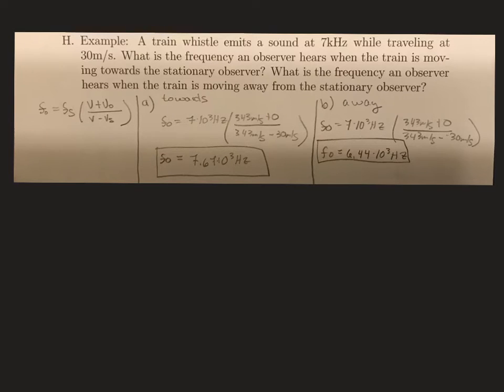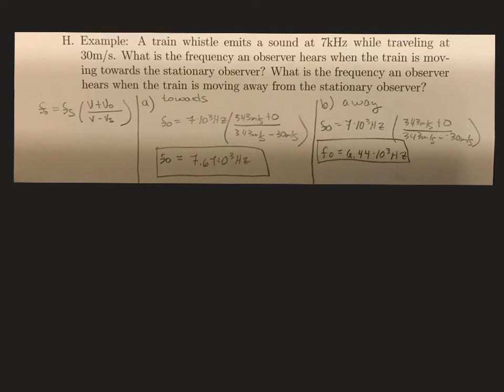And then we know that the source is moving at 30 meters per second because the train is the source of the sound. And when the train is moving towards the observer, that is a positive 30 meters per second. And when the train is moving away from the observer, it's going to be a negative 30 meters per second, which is why you get a different answer for part A compared to part B.